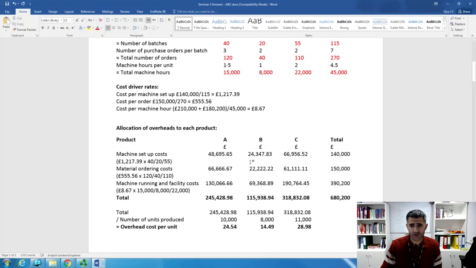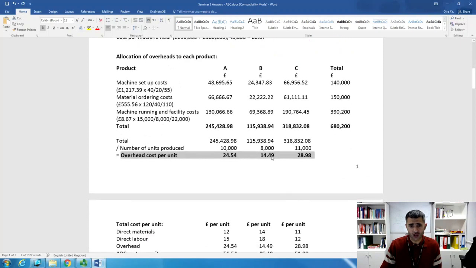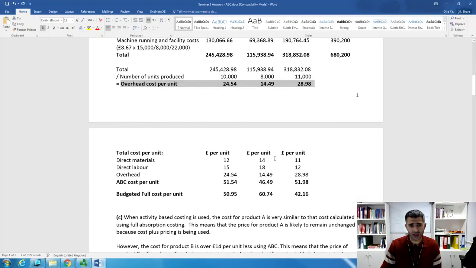The same you need to do for B, and the same for C. This is the overhead cost per unit. Okay, great. So the last step, you need to calculate the full production cost per unit. Of course, the full production cost per unit includes material, labor, overhead. For material and labor, it is there in the question, copy paste. And for the overhead per unit, look, we have already done it. You just copy paste there.